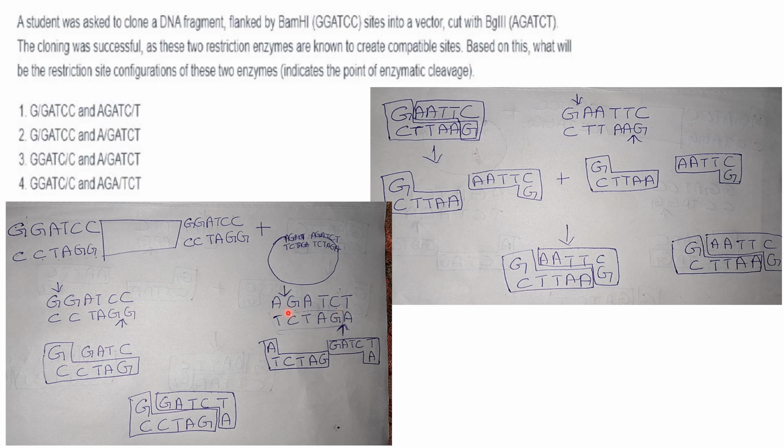So this is the BglII sequence, AGATCT, TCTAGA. If it cuts here, you will get GATCT. See here, GATCT, CTAG. So this GATCT is complementary to CCTAG cut with BamHI. So they both will combine and you will get a ligated product. So that means if you cut BamHI here and BglII here, you are going to get compatible ends. So the answer is there in option 2.